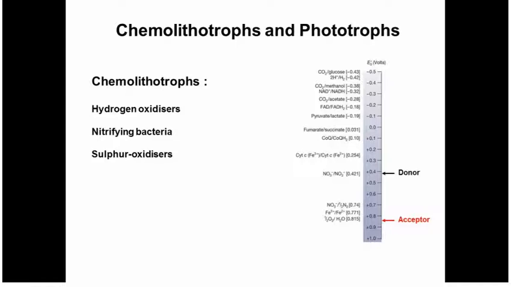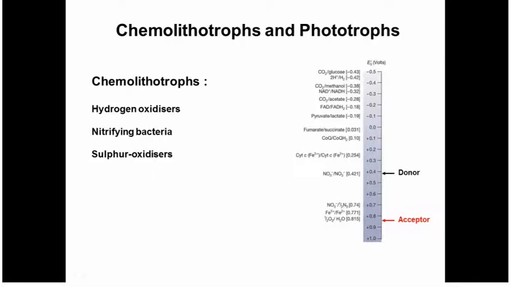So far we've looked at organic carbon as the source of electrons and as the basis of the energy metabolism. Okay. Now we're going to switch to other sources of metabolic energy. So this is going to be chemolithotrophs, using an inorganic chemical reaction as the source of energy. And there are 3 types: hydrogen oxidizers, nitrifying bacteria, and sulfur oxidizers.